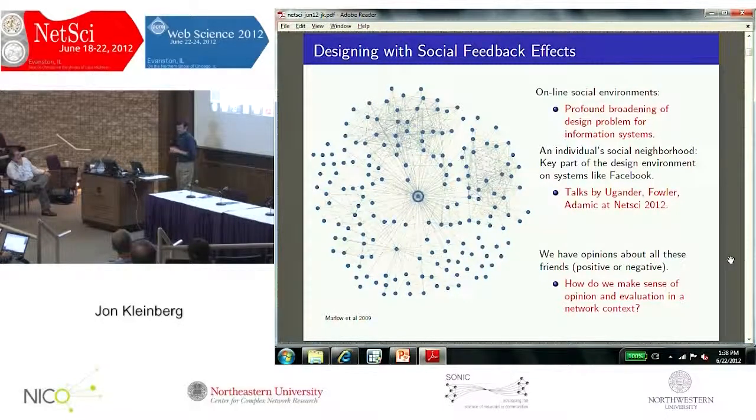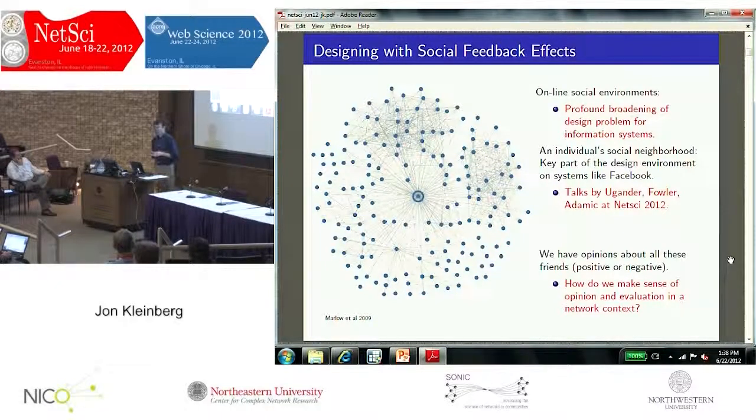Now, what I wanted to add to this was the idea that these links are not all neutral, and they're also not all positive, right? The language of the online world tends to put very positive connotations on links. You're constantly connecting to your friends, your fans, your followers, and so forth. But of course, we have opinions about all these people. They can be positive or negative.